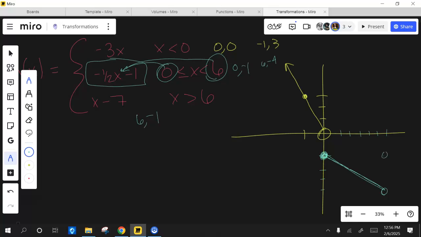Oh, this is interesting. Okay. 0. You can pick whatever you want as long as it's bigger than 6. Why does 7 not work? It does.